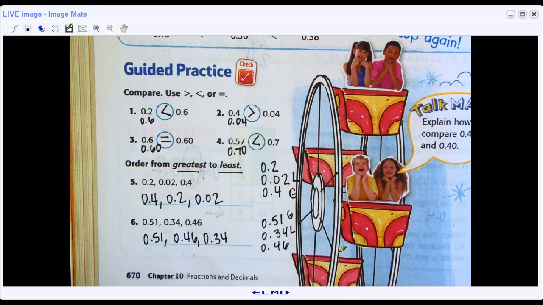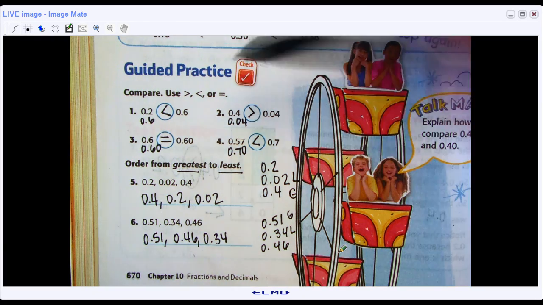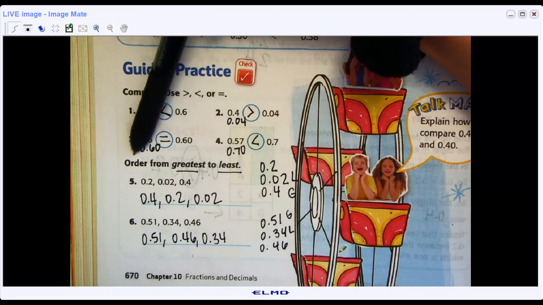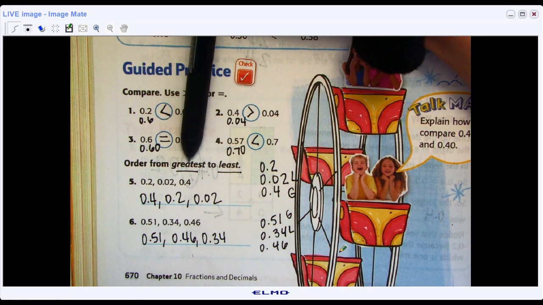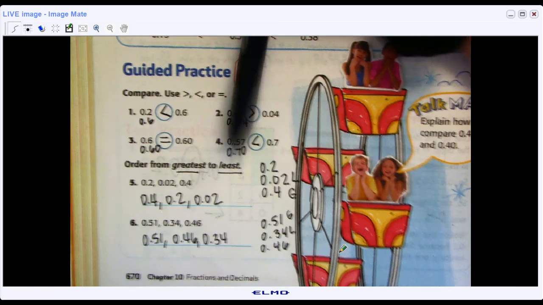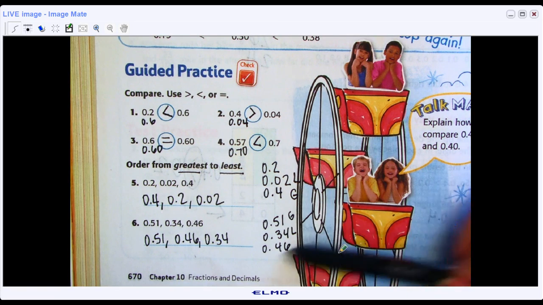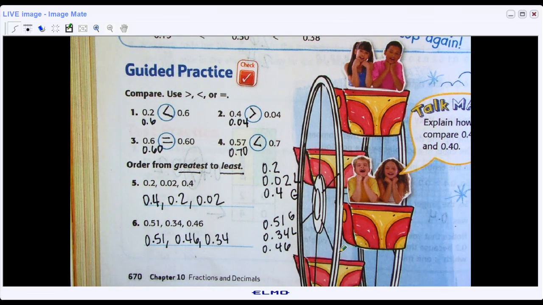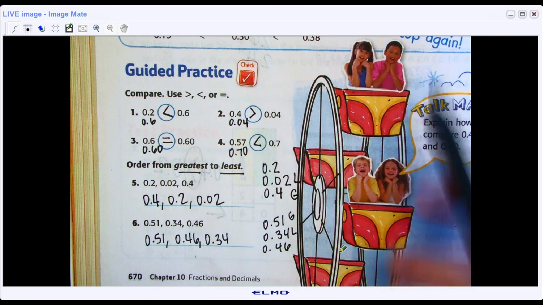So today when you do your work, make sure that you pay attention to two things for sure. Make sure that if you're ordering numbers, that you look at it and it says greatest to least or least to greatest. Make sure that you are doing it the right way. This is a really good strategy that I did over here. List them all and then just write like a G or an L next to the ones that are the greatest or the least. And then also pay attention to the place values.